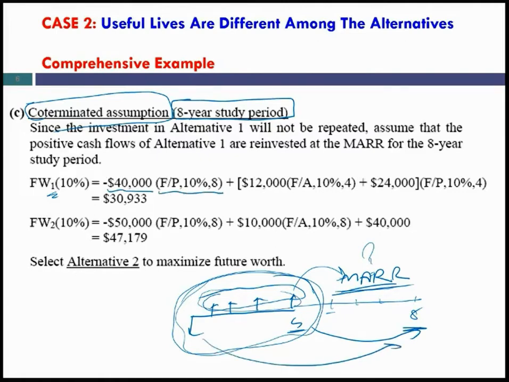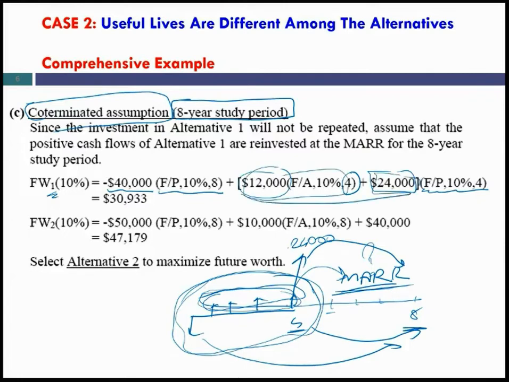I am moving it to year 8. Then this 12,000 only occurs in the first 4 periods. I'm finding its value at the end of year 4, and then shifting it to year 8 by multiplying with this factor, F given P, 10% and 4. But at the end of year 4, I also have this salvage value of 24,000. So on top of this, I'm adding this 24,000 and then shifting everything to year 8. And this is the future worth of the first alternative.